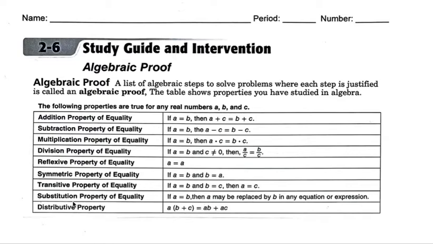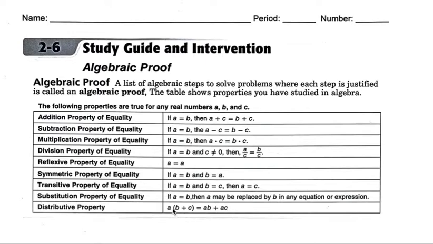Substitution, that's like in volleyball where one girl goes in for another girl, they hold hands for a little bit, they giggle, and then they switch spots. The one who was on the bench takes the spot of the girl who was on the court. So if A equals B, you can replace it. A can be replaced by B in any equation or expression.